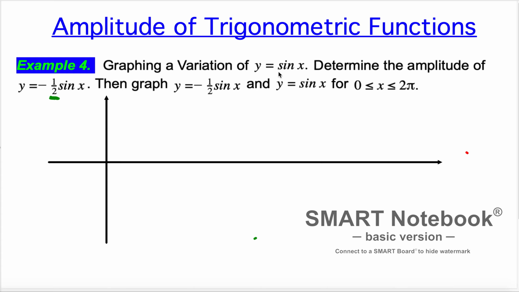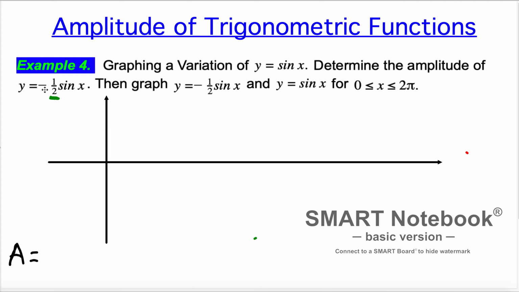y is equal to sine x, determine the amplitude of y equals minus 1.5 sine x, then graph y equals minus 1.5 sine x and y equals sine x. To identify the amplitude of a trigonometric function, it is always the coefficient in front of the trigonometric function.